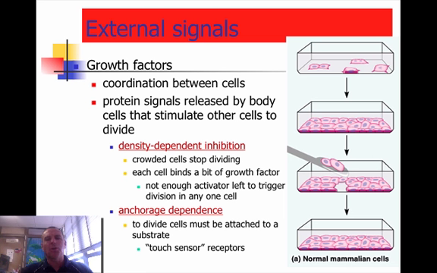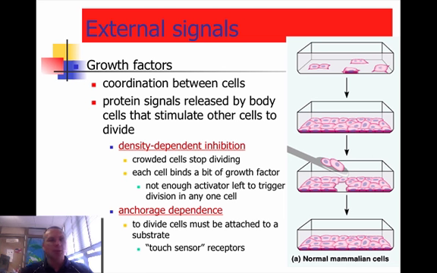Now, externally, there are some signals that let you know whether to continue to grow or not. The one that really sticks out in my mind is density-dependent inhibition, which I would call contact inhibition. Most cells, whenever they come in contact with another cell, stop growing. That prevents crowding, so you get just a sheet. You don't end up with a mass, a tumor, if you will.